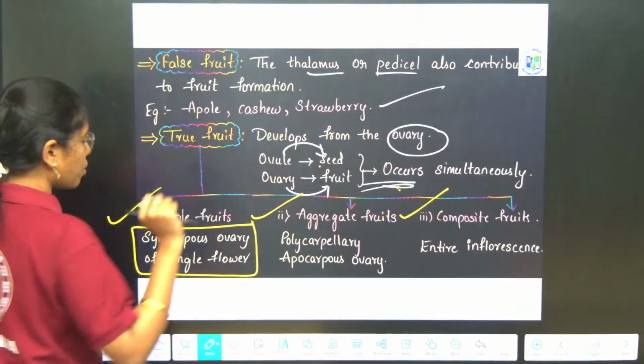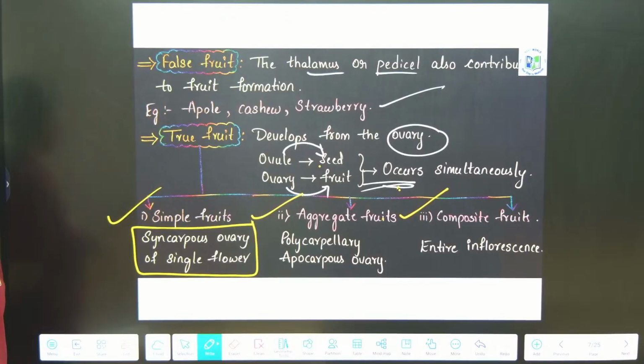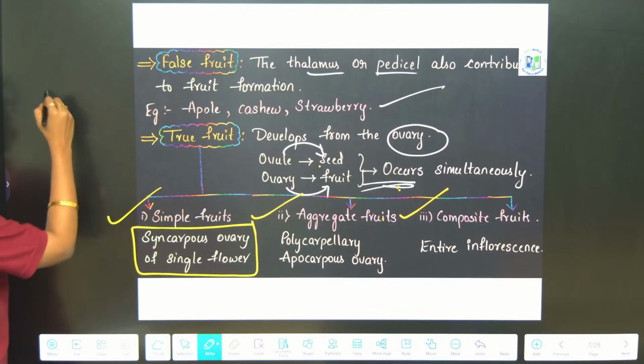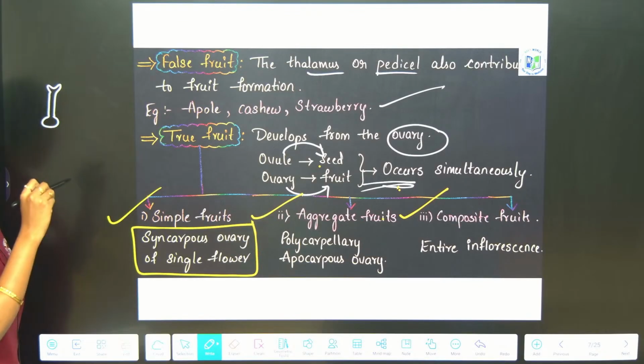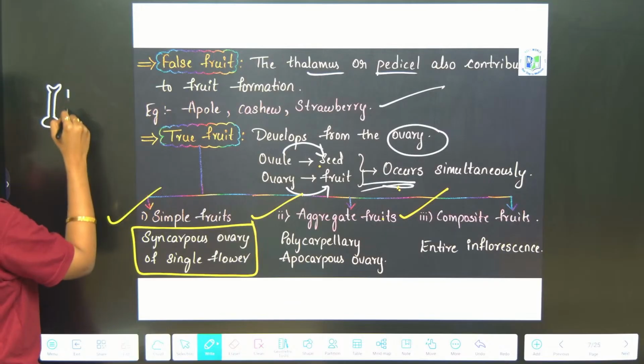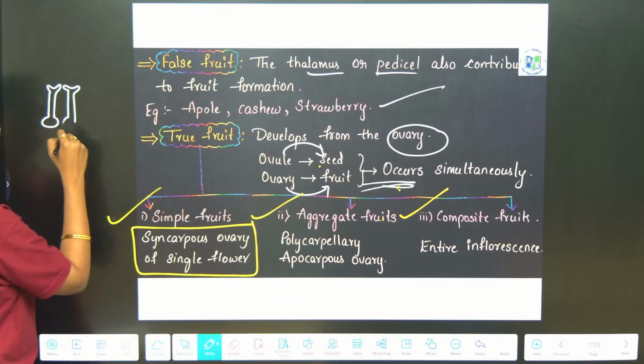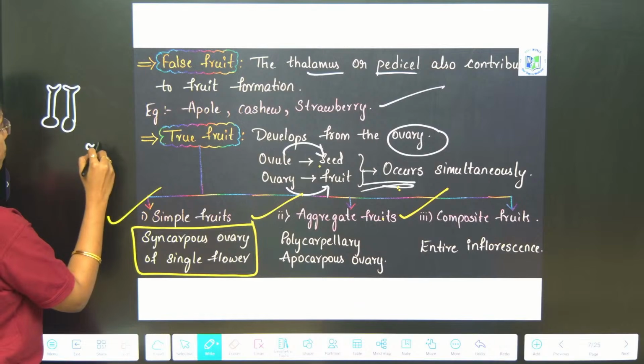You have two types of carpels, monocarpellary and multicarpellary. Multicarpellary means many carpel units are present, right? They can be syncarpous or apocarpous. Apocarpous, wherein carpels are free from each other, whereas syncarpous, carpels are fused with each other.